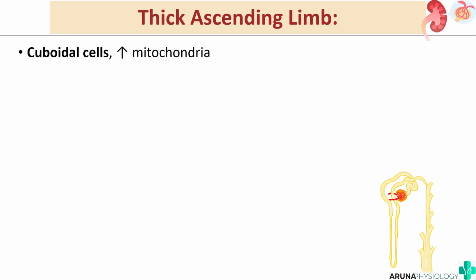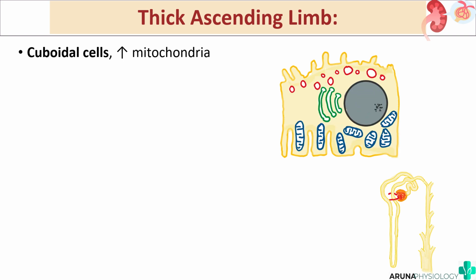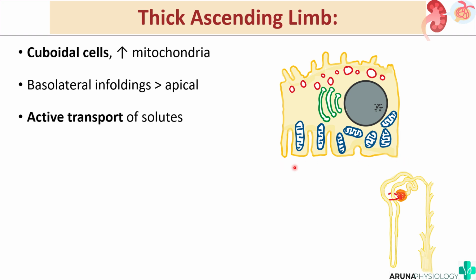Whereas for the thick ones, the cell is more cuboidal. There are more mitochondria when compared to the thin part. And here the importance is the basal infoldings are more than the apical. And this is in contrast with our proximal convoluted tubule, because proximal convoluted tubule had the brush border. So here more than on the top, the basal part has got more infoldings, and they've got a lot of mitochondria because active transport of solutes are required.